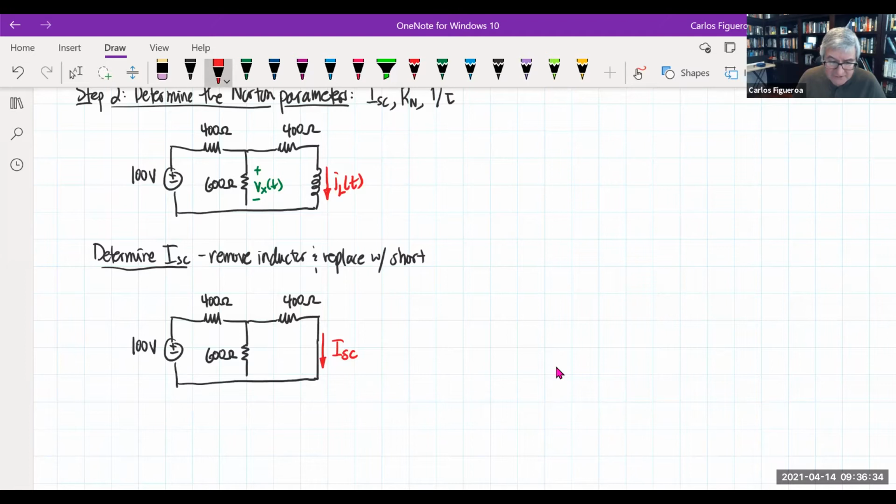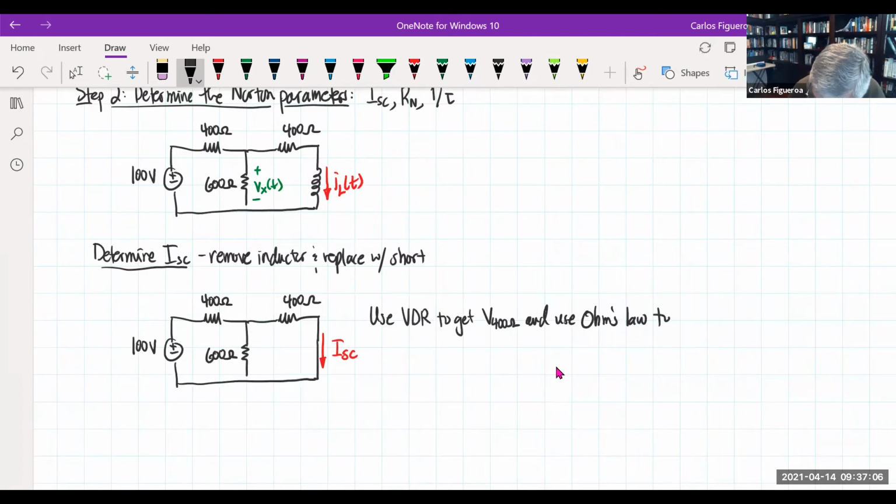One of the things that I see here is that the current I short circuit is the current through the 400 ohm resistor. So I'm going to use VDR to get the voltage across the 400 ohm resistor. Note, of course, I'm talking about the one on the right, not the one on the left. I'm going to calculate that voltage and use Ohm's law to get I short circuit.